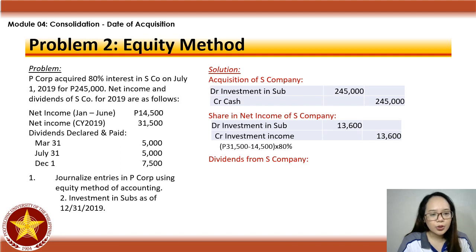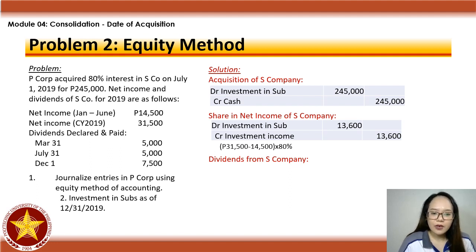So, paano mo yun kukomputin? That will be net income for full year 2019, 31,500 minus net income niya from January to June para makuha mo lang yung July to December. That will be 31,500 less 14,500 times ilang percent mo siya owned. That is 80%, so your investment income is 13,600. This is your share in the net income of subsidiary.